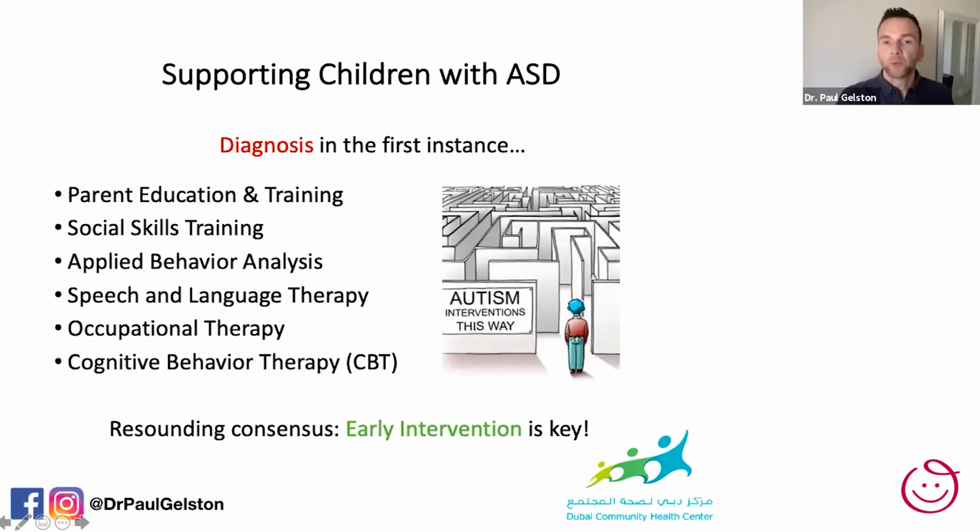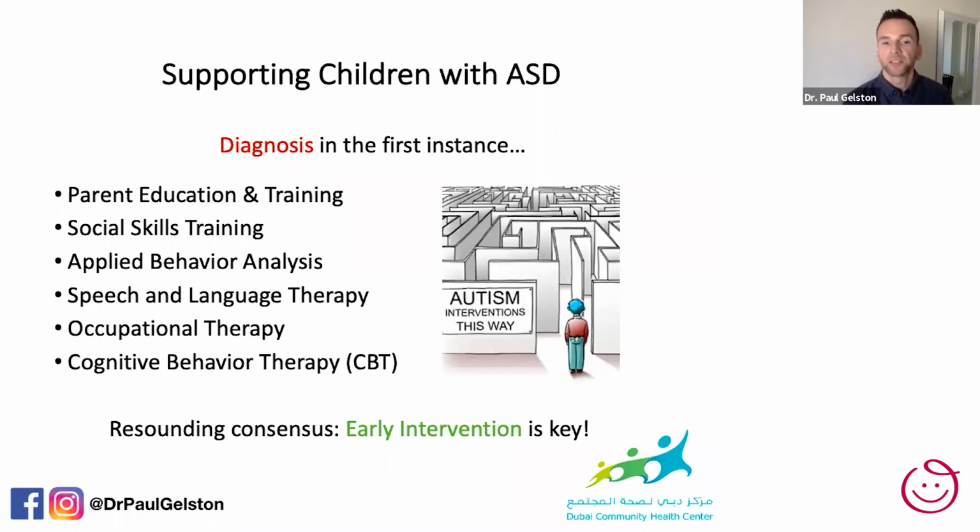So in terms of supporting children with ASD, obviously there's a number of different options, and a lot of these can be quite confusing and scary for parents. And really, of course, all of this starts with the diagnosis, and that will depend then exactly what needs to come next for the individual child.